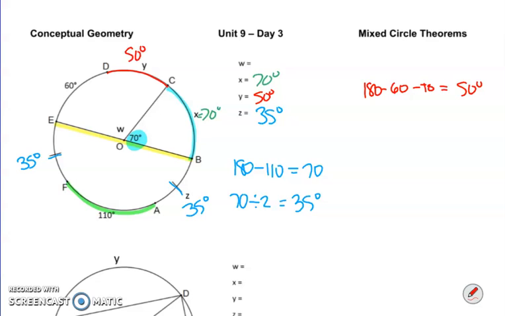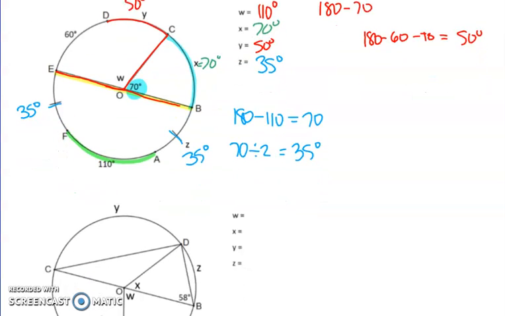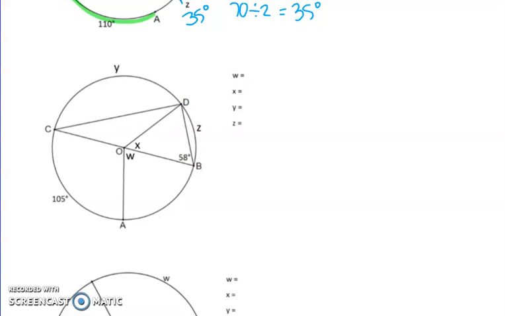That arc is 50, and the last thing to do is find W. That is a central angle. It's also part of this straight line. So 180 minus 70 is 110 degrees. Okay, the nice thing about these circle questions is you guys will notice there's often more than one correct way to do it. So if you saw something differently and got the same answer, chances are you did it correctly. All right, next one.